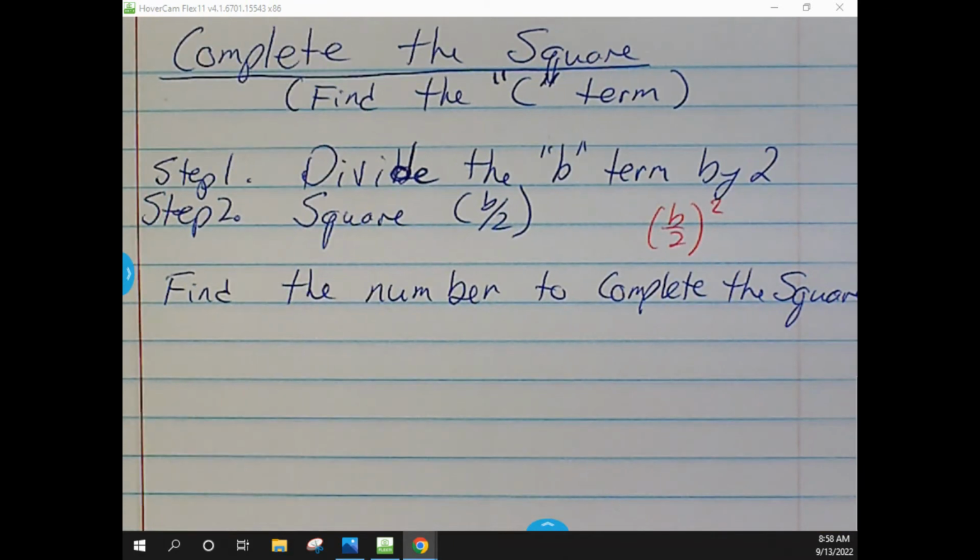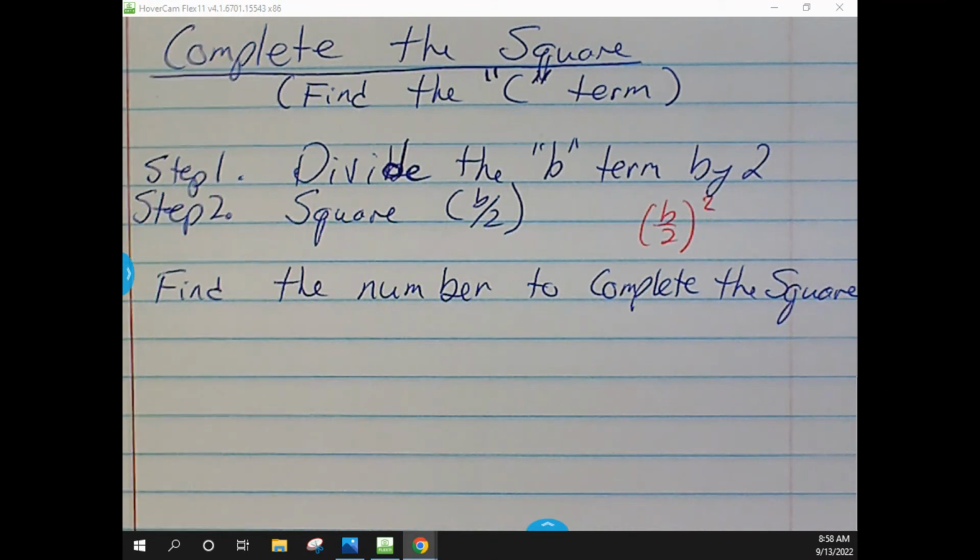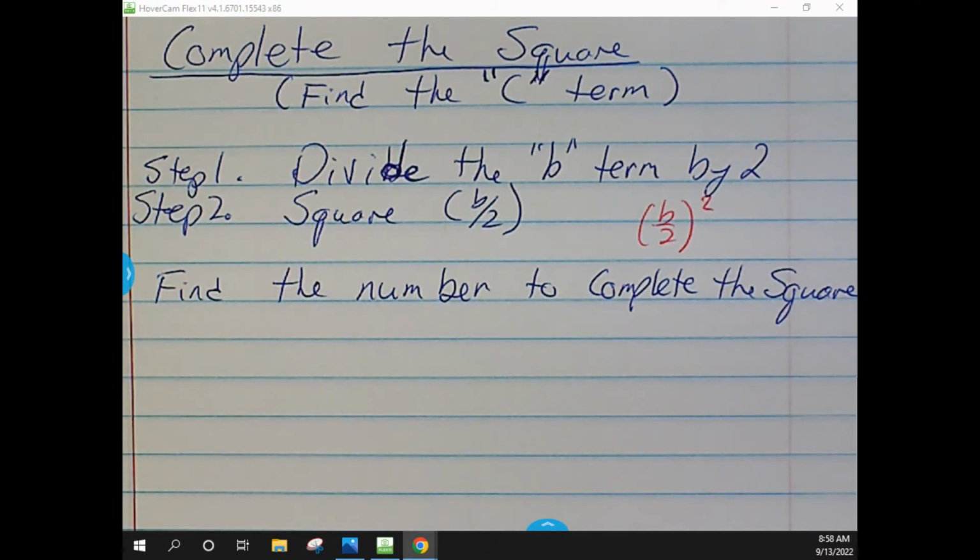Okay, so in this case, they're going to ask you to find the number to complete the square. You're not actually going to do all the steps to it. We'll show you that part here in a minute. But basically, we're just going to find the missing number.